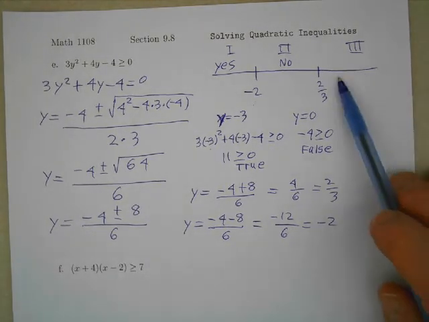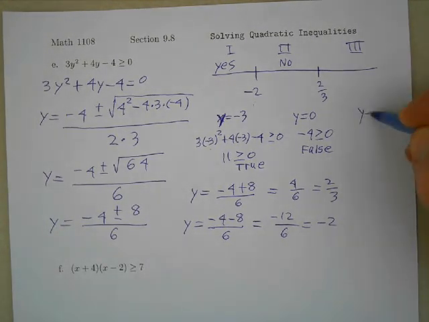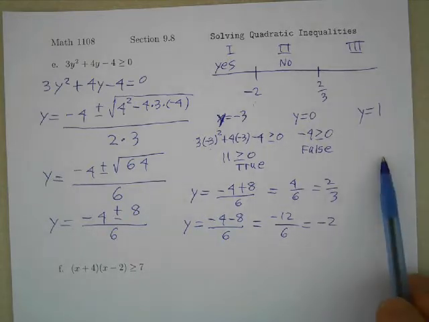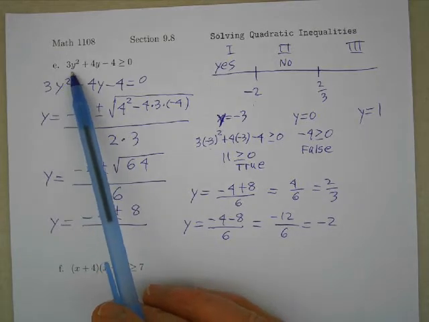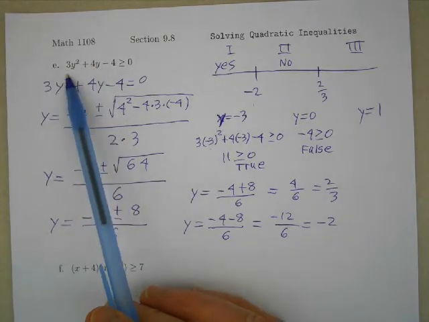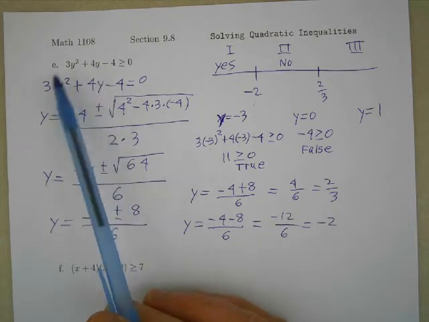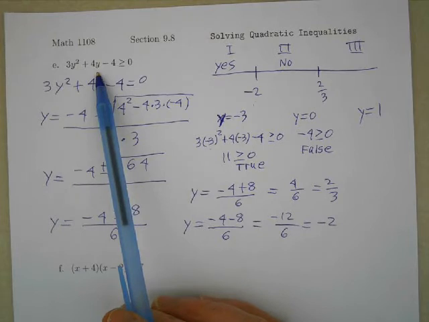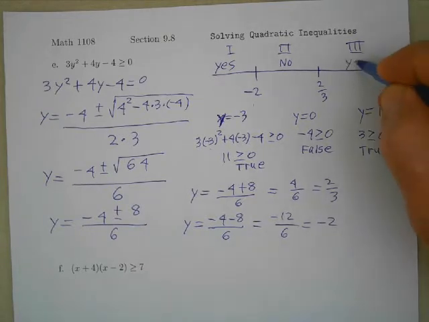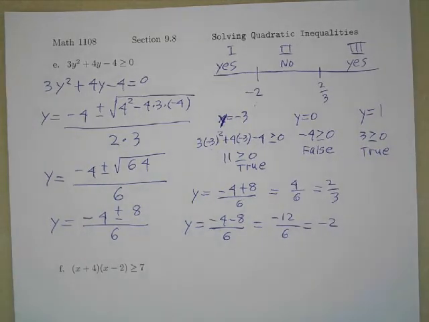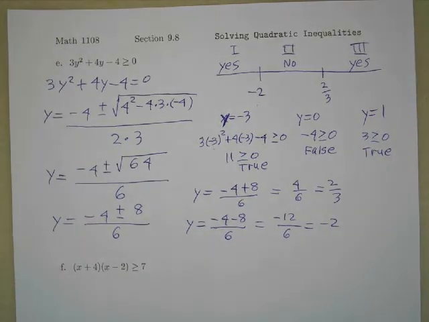And then in the third interval, I'll just pick y to be 1. We can almost just tell by looking: if you replace every y with 1, 3 times 1 squared is just 3, plus 4 times 1 is 3 plus 4 is 7. 7 minus 4 is 3, and 3 greater than or equal to 0 is true. So yes, all of the numbers from 2/3 to infinity are solutions.